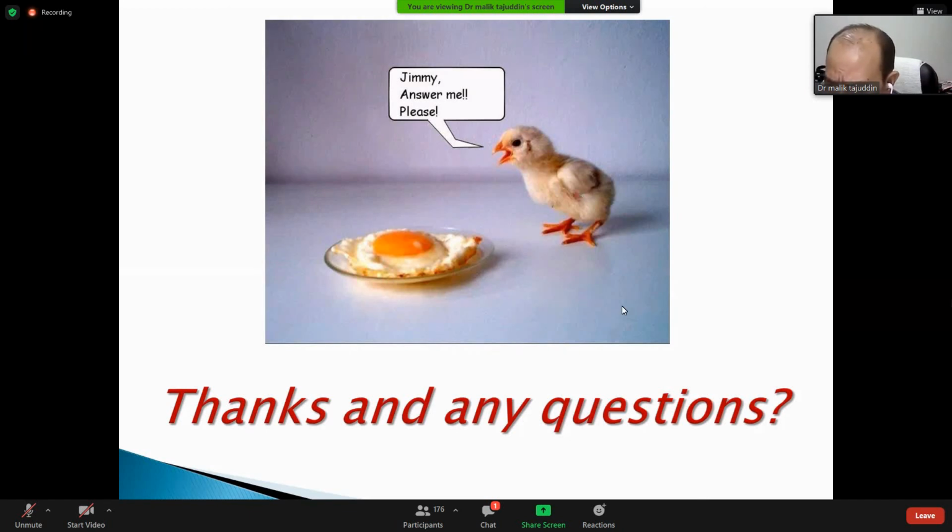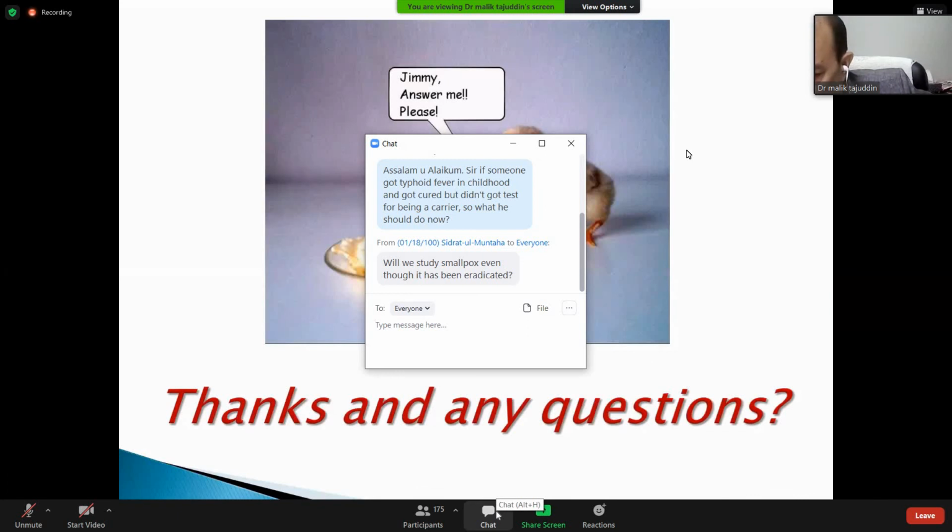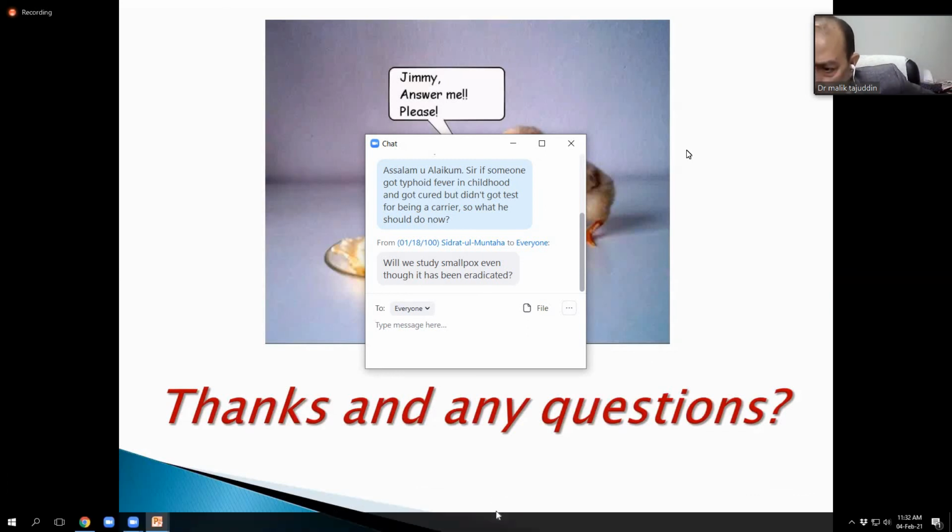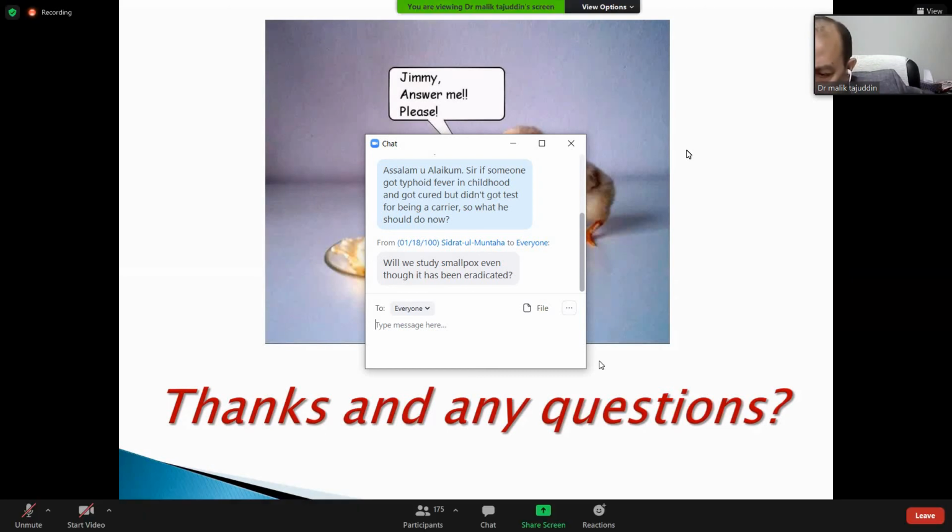Someone got typhoid fever in childhood and got cured but did not get tested for being a carrier, so what should he do? Nothing.